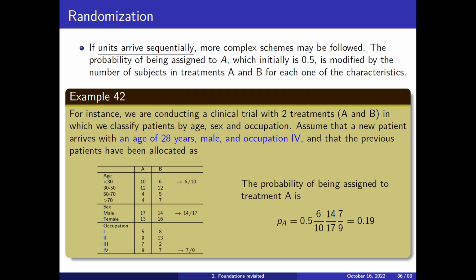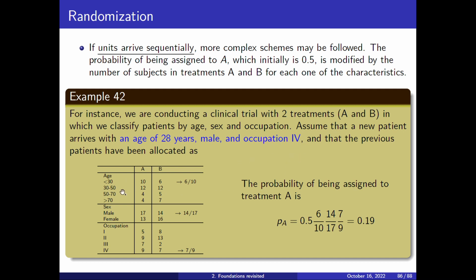Let's say that we are in the middle of the experiment, and these are the group sizes for each one of the treatments. So for people younger than 30 years old, we have 10 A's and 6 B's, and then between 30 and 50 we have 12 and 12, and so on. So some of the groups are more imbalanced than the others. Okay, so now a new person appears in the study, and this person is a male, 28 years old, with an occupation of type 4.